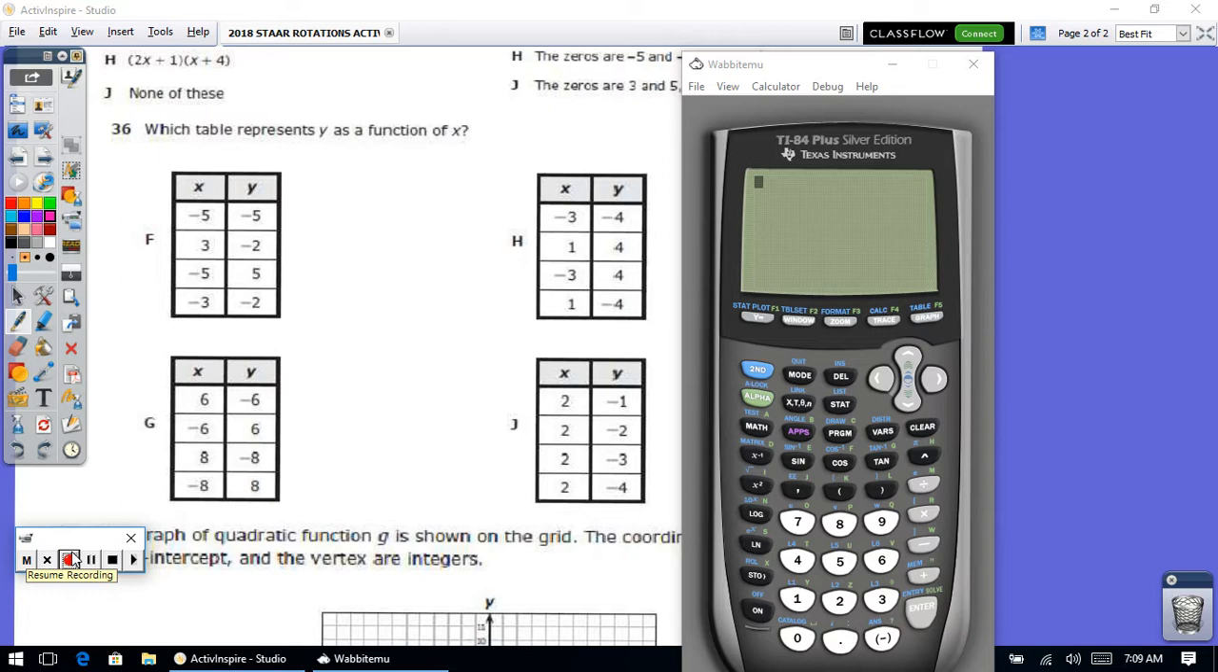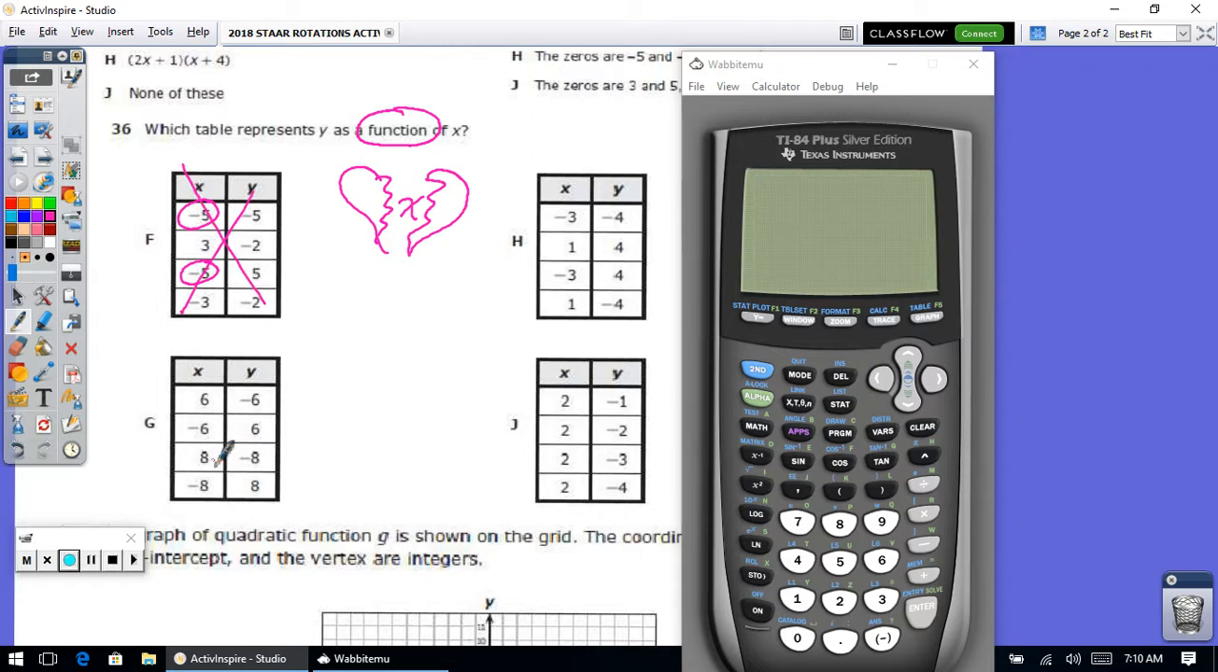36, which table represents y as a function? So when we're talking about functions, I always give my kids love advice. I say, don't repeat your x, because if you do, your life will not function. So let's find the one that has x values that don't repeat, because we want to know which one is a function. So if I look right here, -5 and -5, those repeat, that is not a function.